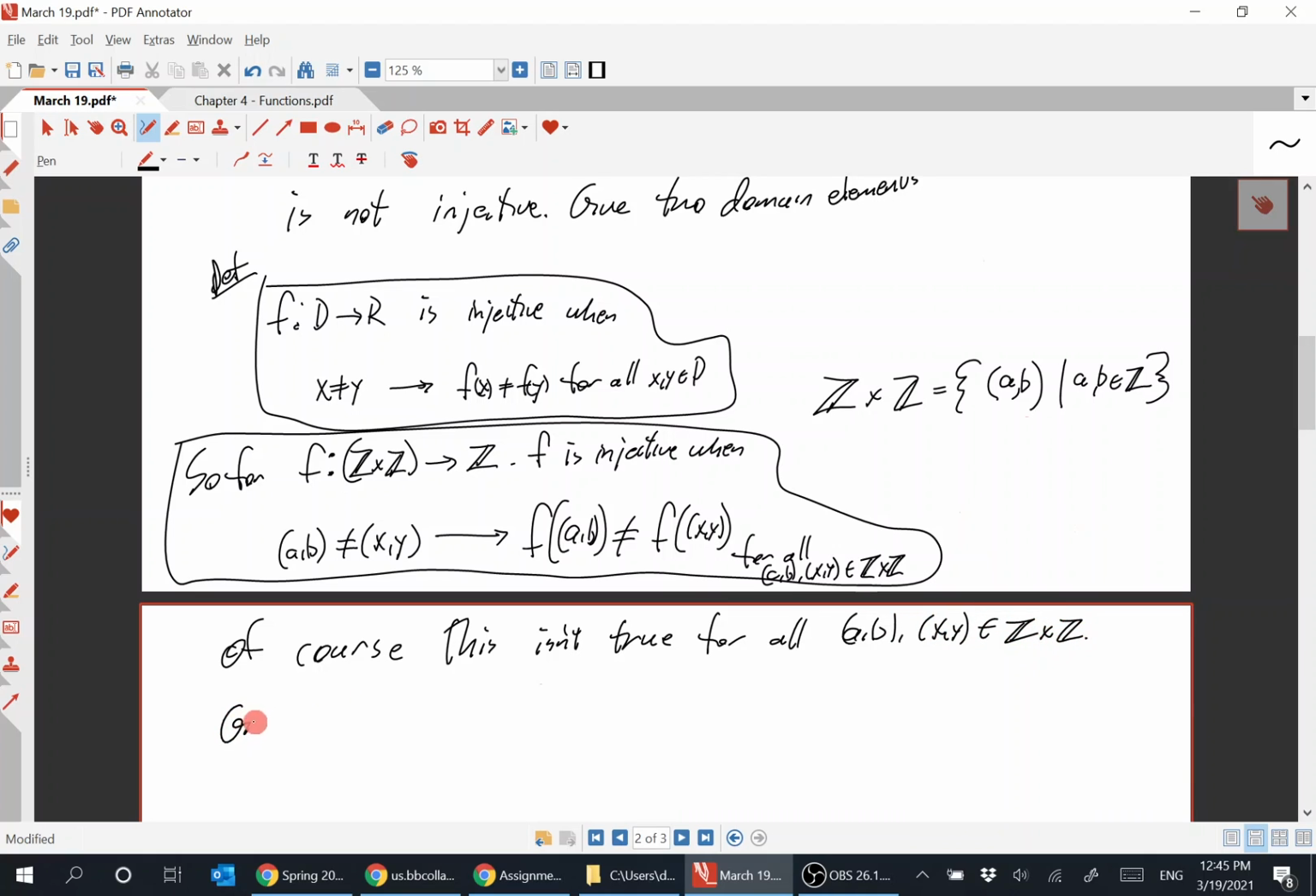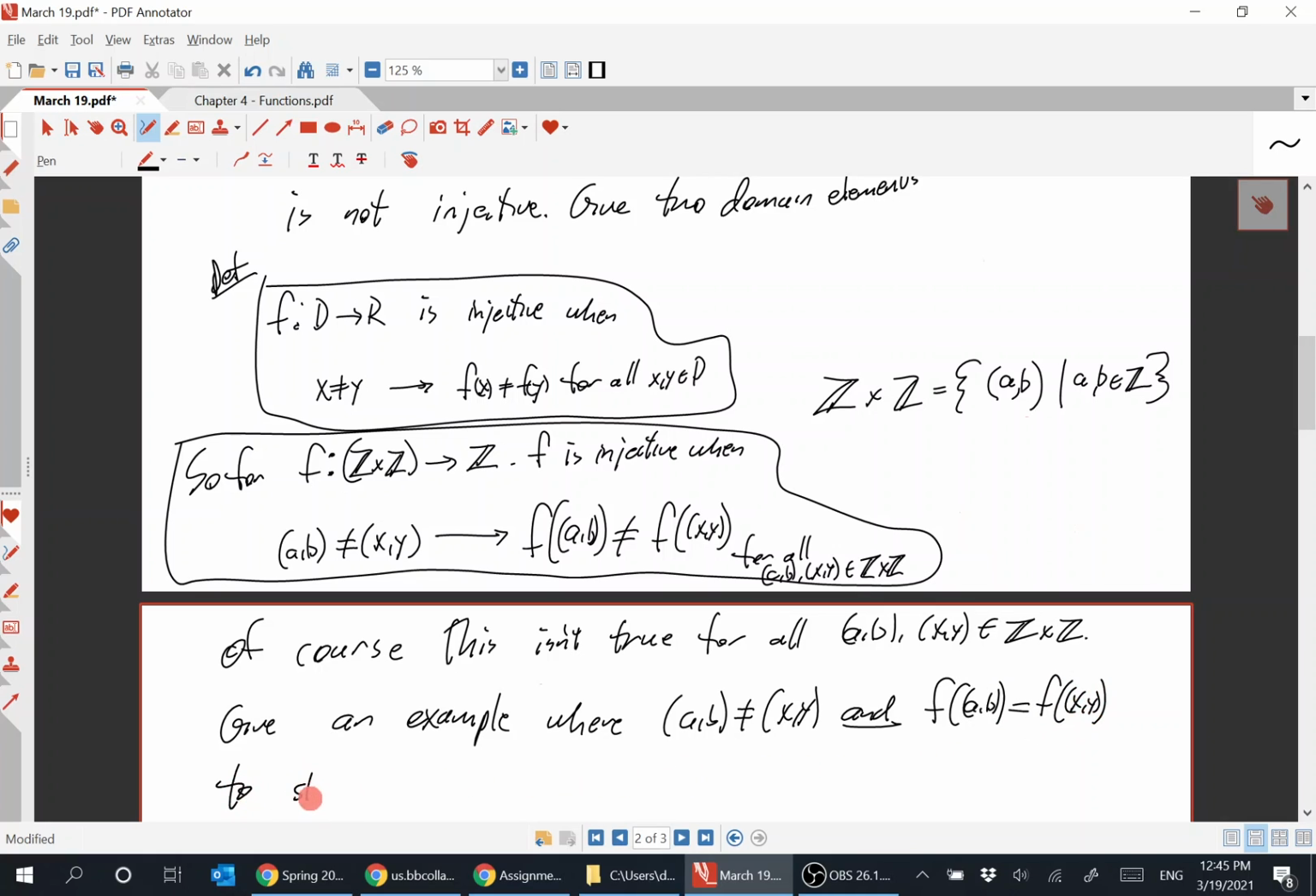You give an example where A, B is not equal to X, Y, and F of A, B is equal to F of X, Y, to show the function is not injective.